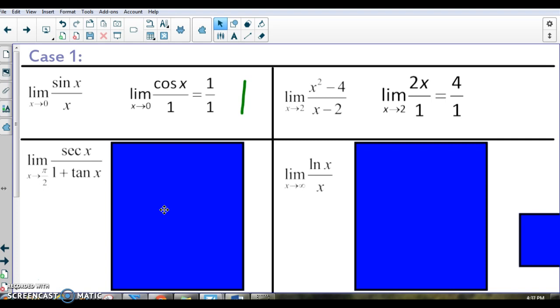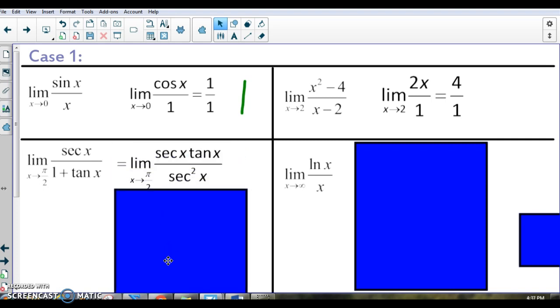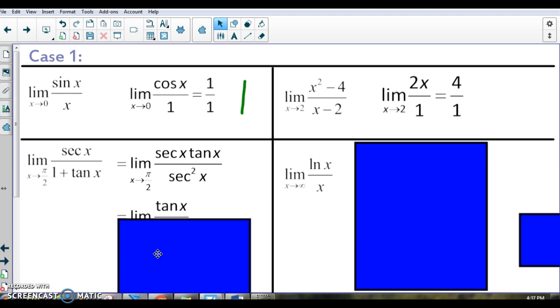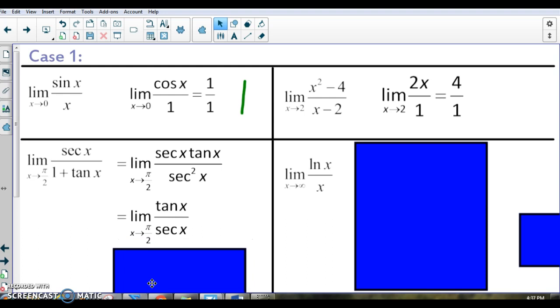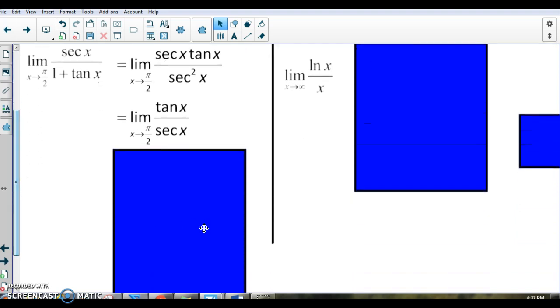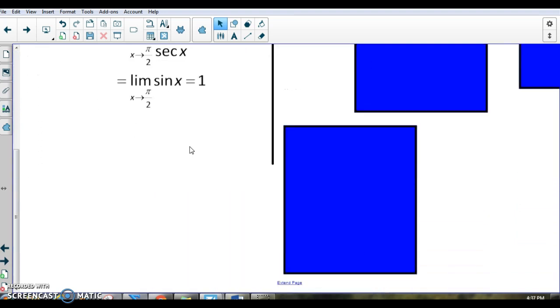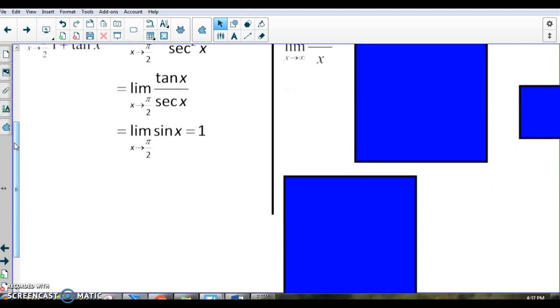But now all you have to do is use L'Hopital's rule. So you take the derivative of the numerator and the derivative of the denominator. So the derivative of secant is secant x tangent x. And the derivative of 1 is 0, and the derivative of tangent is secant squared. Cancel out the secants, and you have tangent over secant. And now you have to rewrite this in a different form, so that way you can take the limit. So I changed tangent into sine over cosine, and secant into 1 over cosine. Reduce, and you're left with sine. And now you're substituting pi over 2 in, and you just get 1 as your answer.